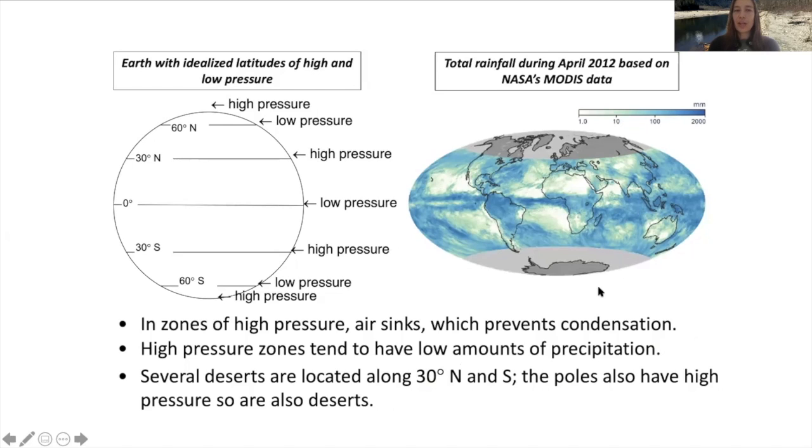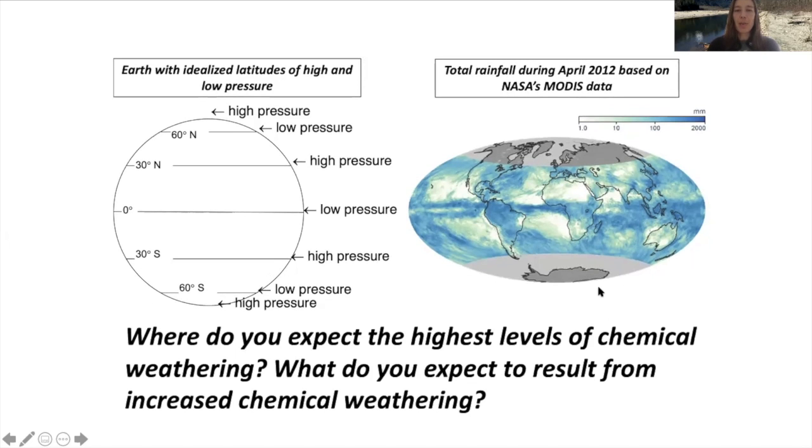Referring again to the locations of high and low pressure systems and accompanying precipitation map, and thinking about what you know about the biosphere and global deserts, I want you guys to take a moment and think about where you would expect the highest levels of chemical weathering. Which parts of the world should those occur in? And what are you going to expect to find in those locations from increased chemical weathering? Hit pause, think about it.